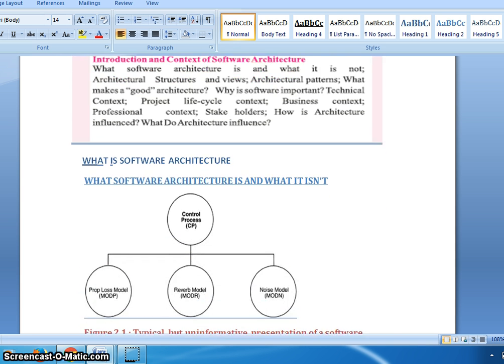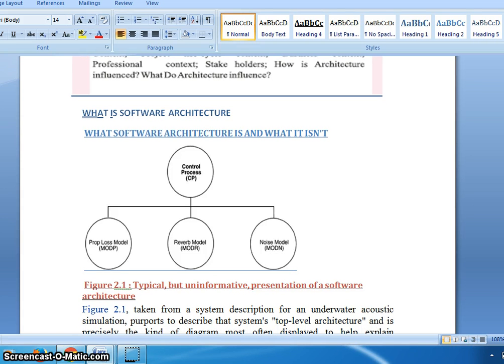And module 1 starts with a typical uninformative presentation of a software architecture. In this picture you can see 4 different parts. The first part of this figure is at the top level, and the remaining 3 parts are at the level below. This kind of diagram is called an acoustic simulation diagram, and these kinds of diagrams are mainly used to simulate the natural frequency analysis for complex geometries.